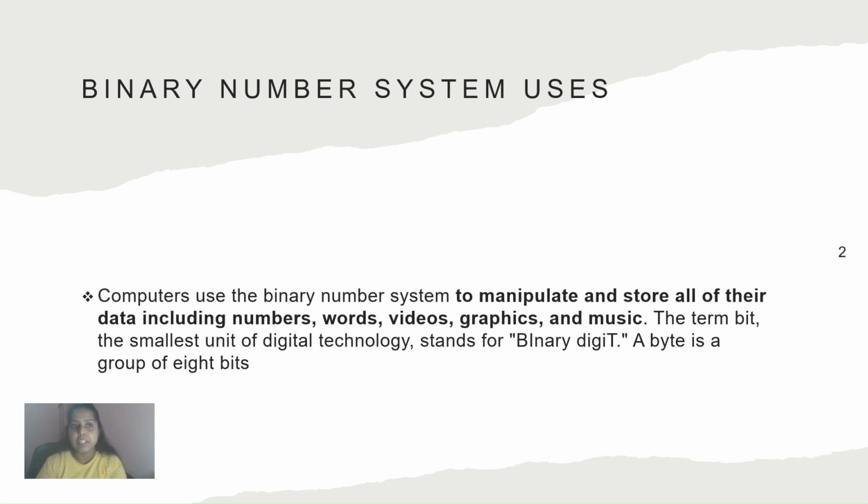It says computers use the binary number system to manipulate and store all of their data, including numbers, words, videos, graphics, and music. The term bit, the smallest unit of digital technology, stands for binary digit. A byte is a group of 8 bits.